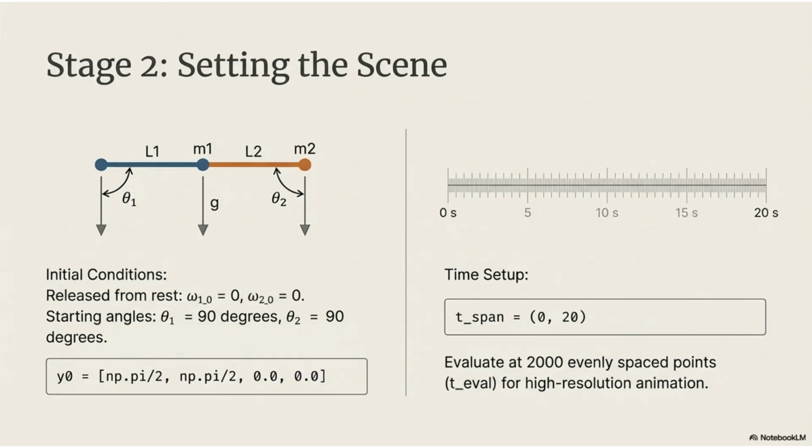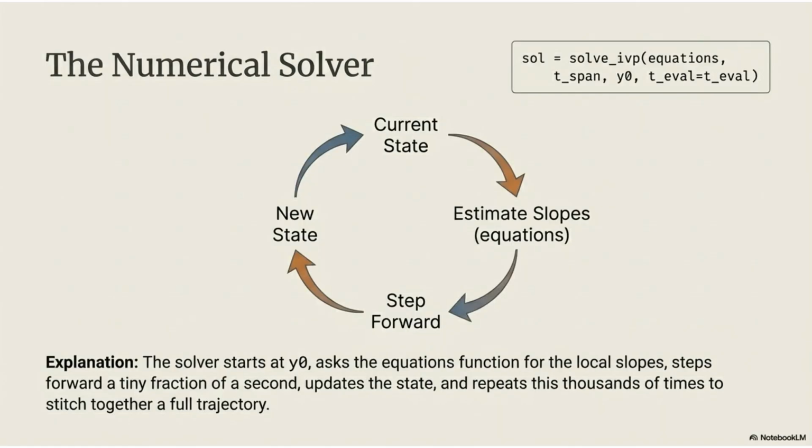Stage 2 is setting the scene by defining initial conditions and the time frame for the simulation. We start with the pendulums released from rest at 90 degrees and simulate for 20 seconds. The numerical solver, solve_ivp, iteratively steps forward. It estimates the slopes from the equations function, updates the current state, and repeats this thousands of times to compute the full trajectory.